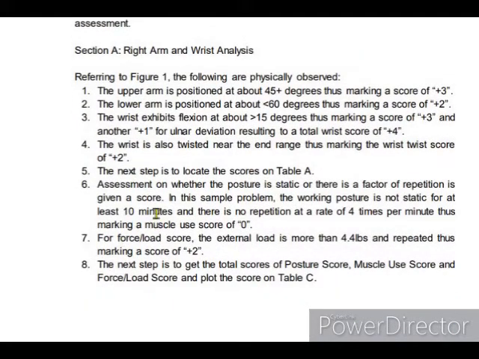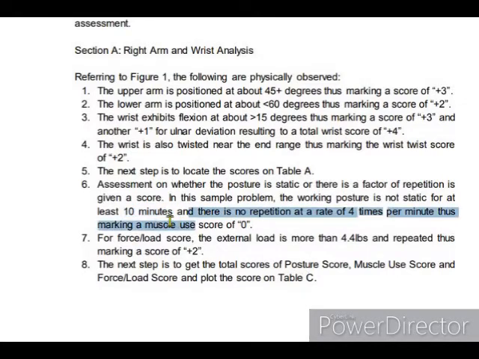Next, 5. The next step is to locate the score on the table. Yung kanina, pinunta natin yung scores. Then 6. Assessment on whether the posture is static or there is a factor of repetition. Repetition is a given score. Okay? So, in this sample problem, the working posture is not static for at least 10 minutes. So, hindi siya daw static.